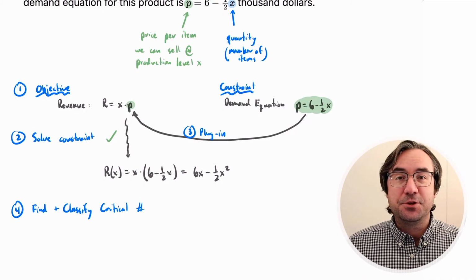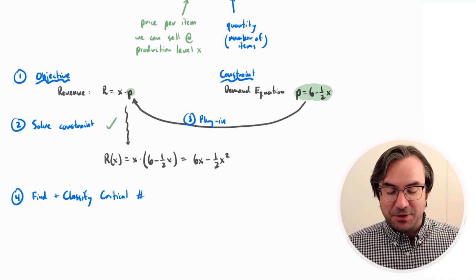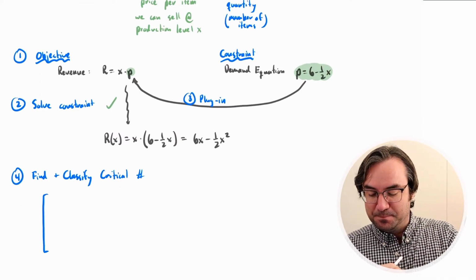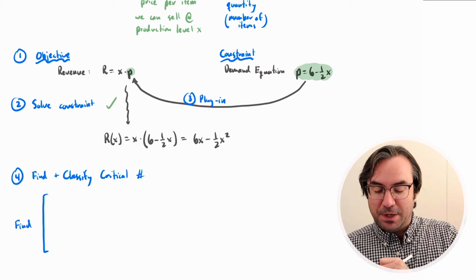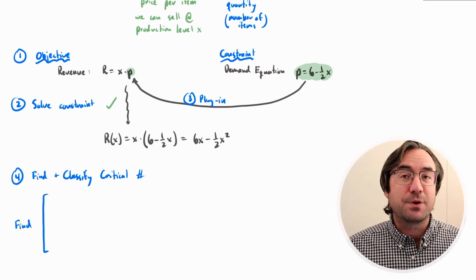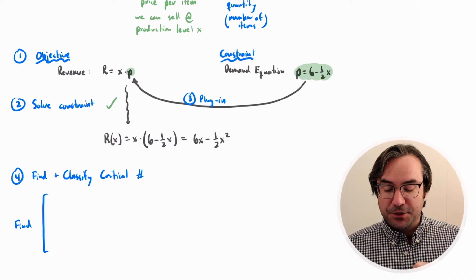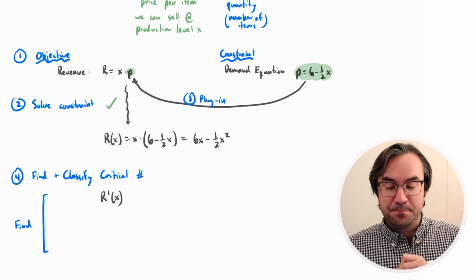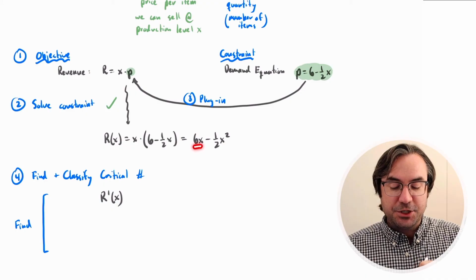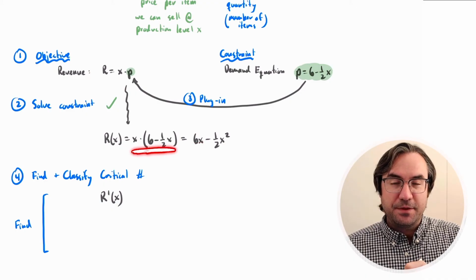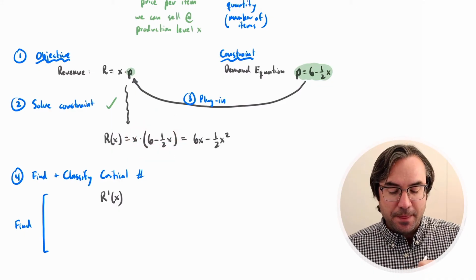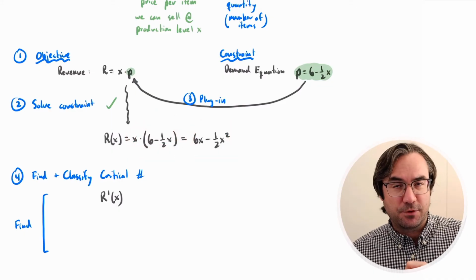So let's do the finding. So how are we going to do the finding? Well, we use our first derivative. So let's calculate r prime. Differentiate. Now, this version here is a product. We don't know how to differentiate this version yet, so we're going to use the multiplied out version.